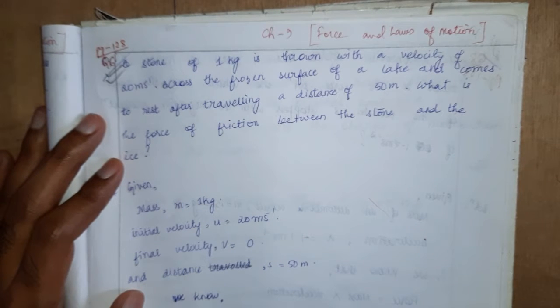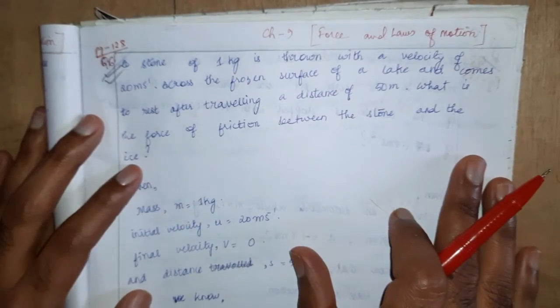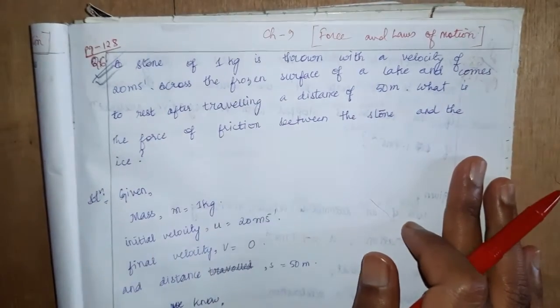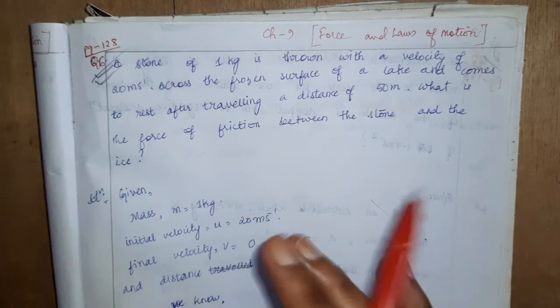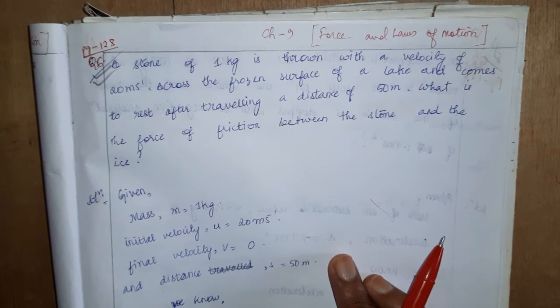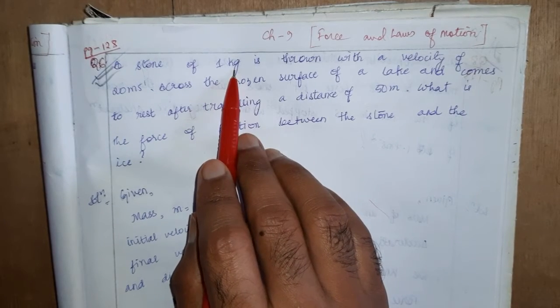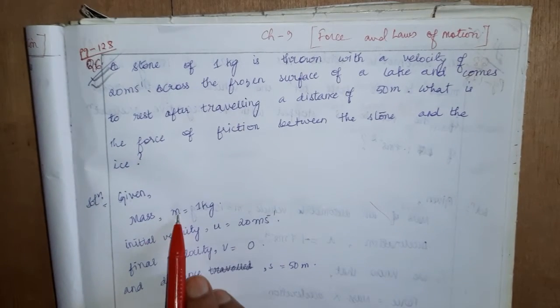Okay, by understanding the situation, what are the things given? First you need to check, and after that what to find out, then you can decide which formula to be used. So let's see what is given. A stone of 1 kg, that means mass of stone is given. So we write mass m equal to 1 kg.